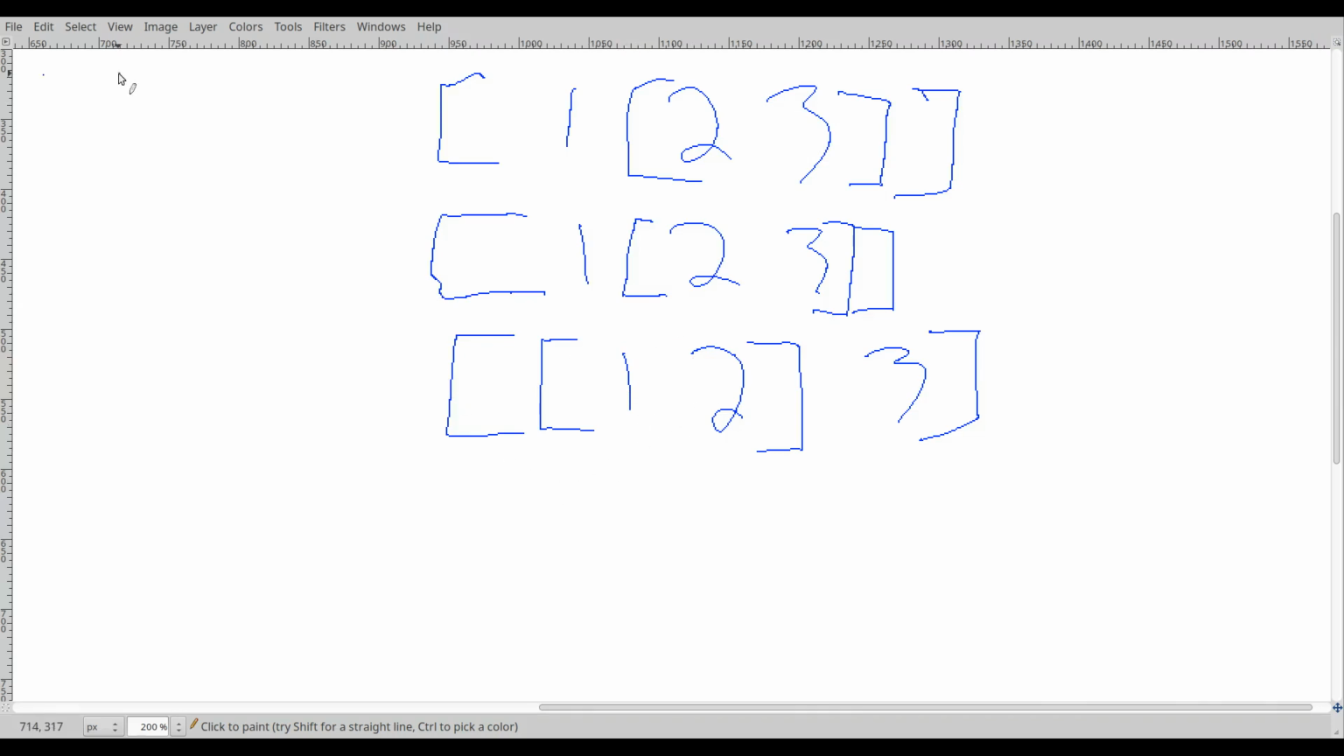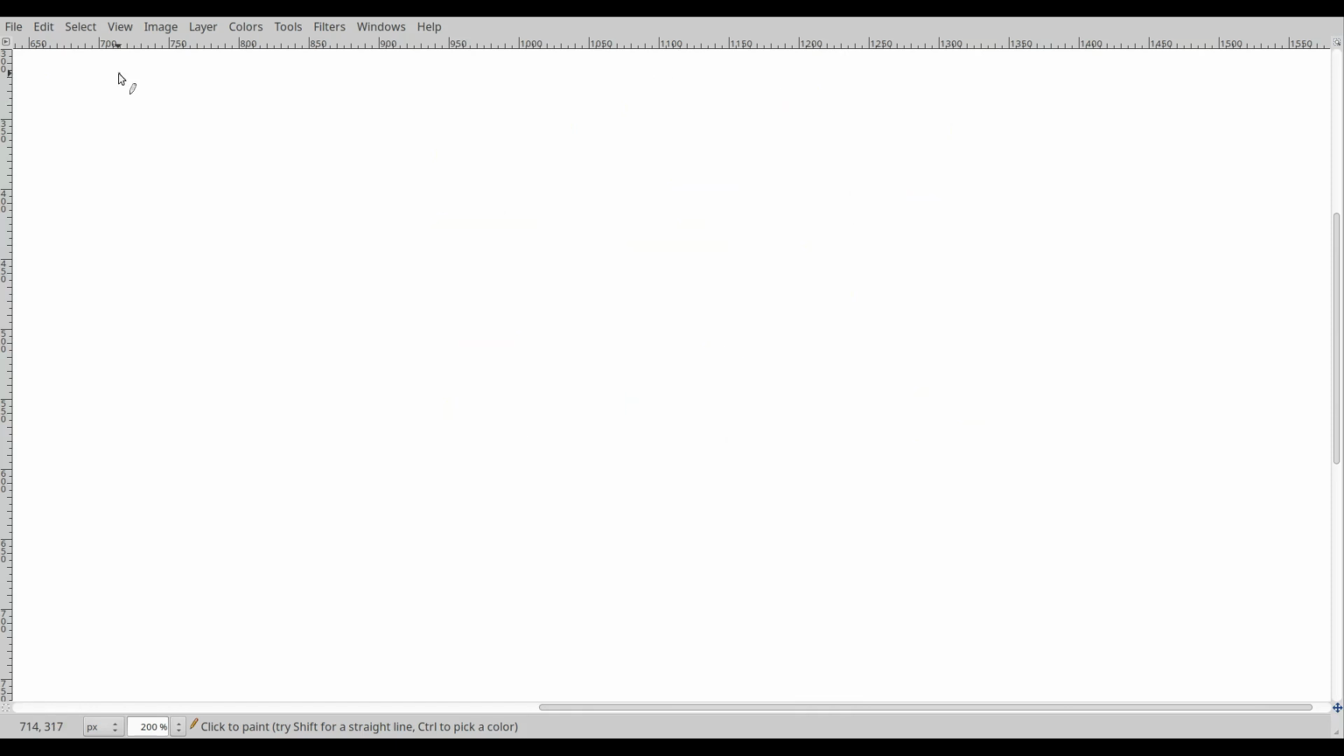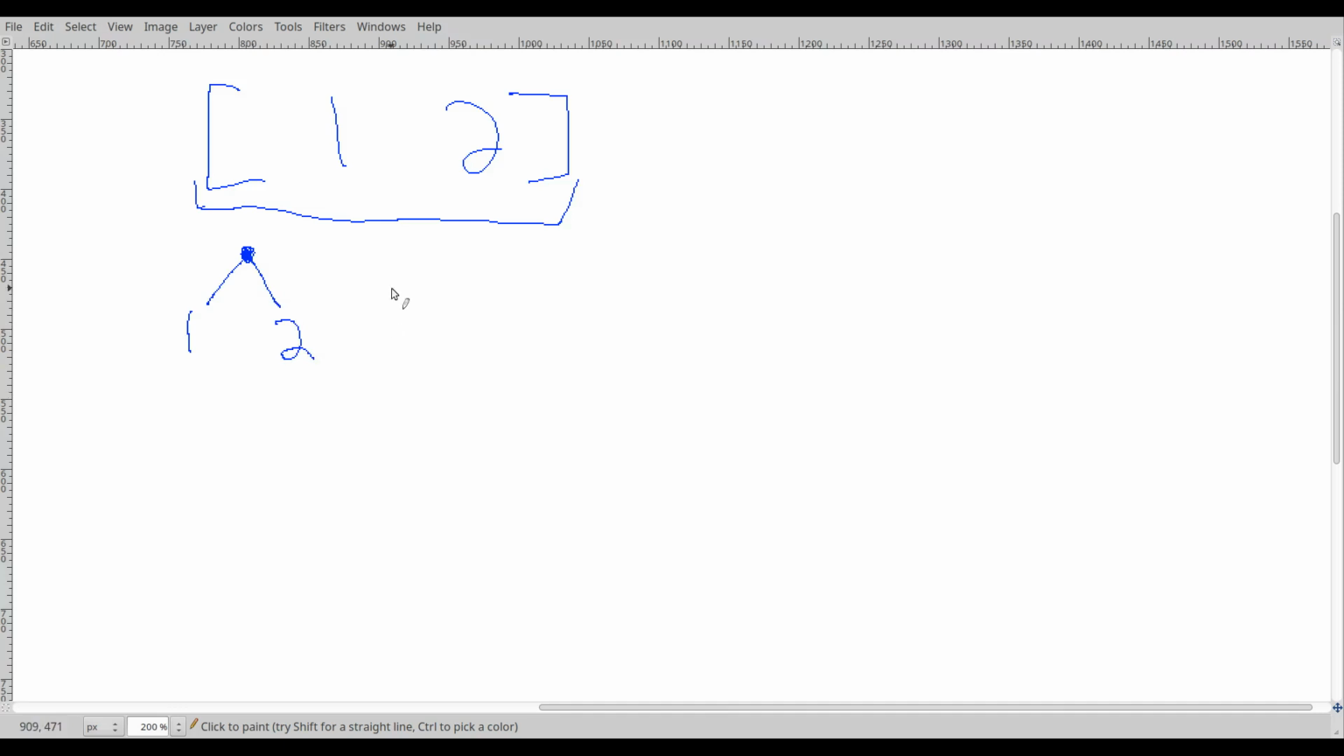Now, one way to think about these cells is actually as a tree structure. So I'm going to go ahead and take the simplest cell here, [1 2], and then we're going to draw a little diagram to indicate how this is drawn as a tree. So here we have the root node of the tree, which is actually the entire cell itself. Okay? Then off on one branch, we have the first element, 1, and off on the other branch, we have the second element, which is 2.